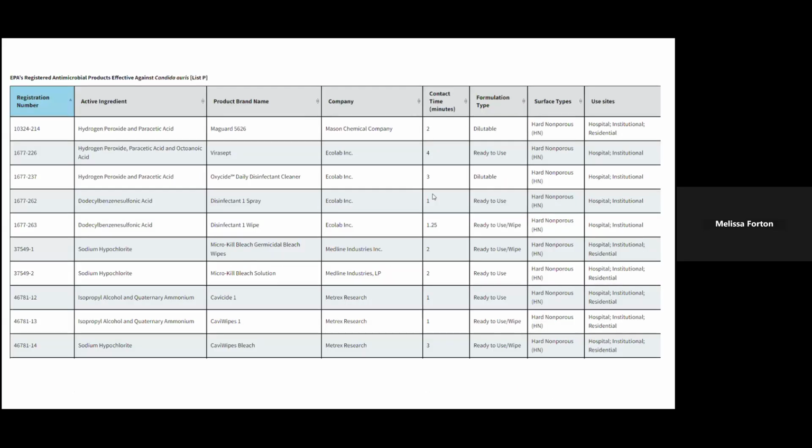This is just a screenshot of List P. This is the EPA's registered products that are effective against CRS. And you can see it tells the active ingredient here and the contact time, which becomes really important because this is the time that the surface needs to be wet in order to adequately be effective.